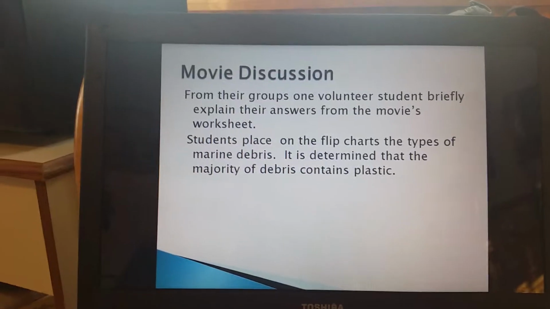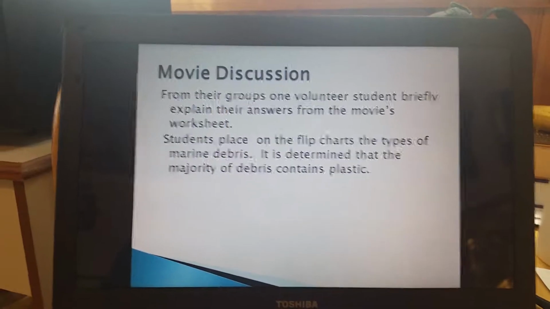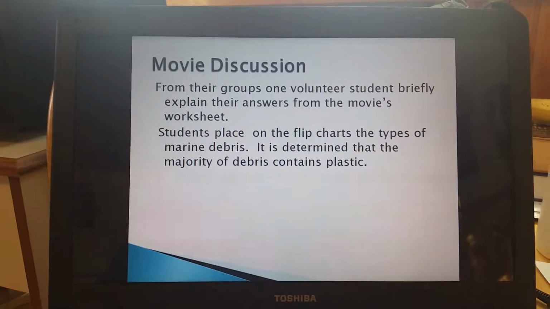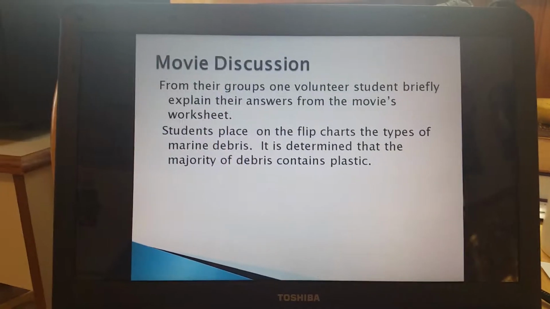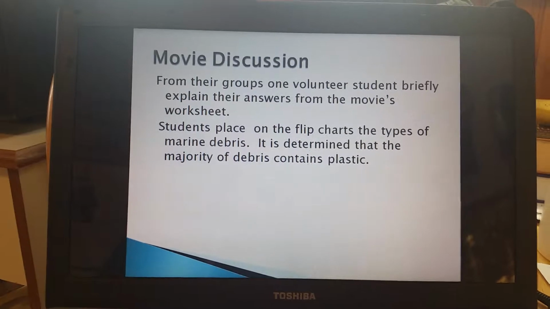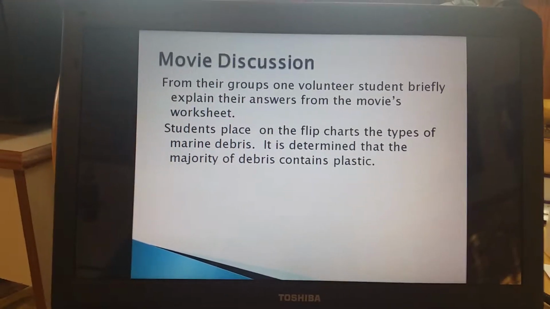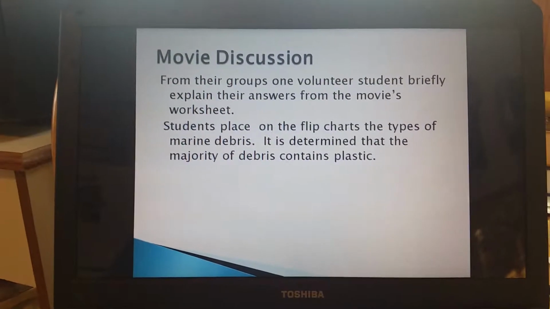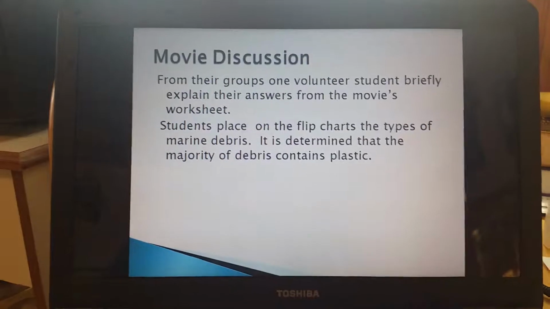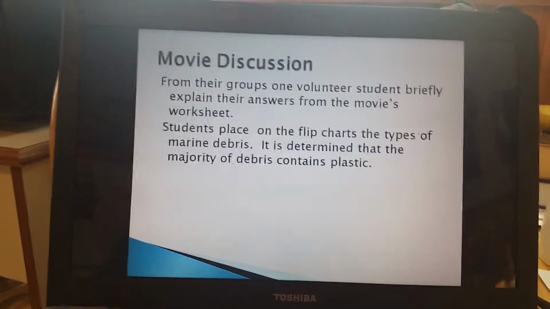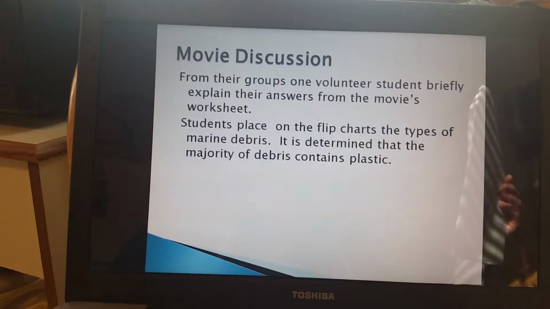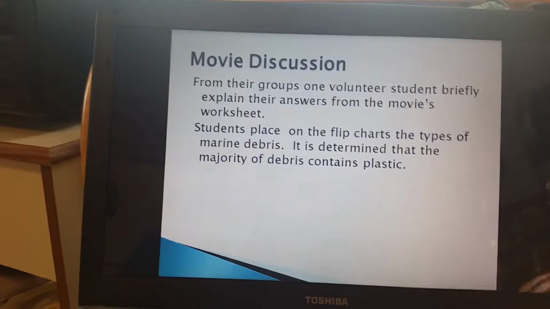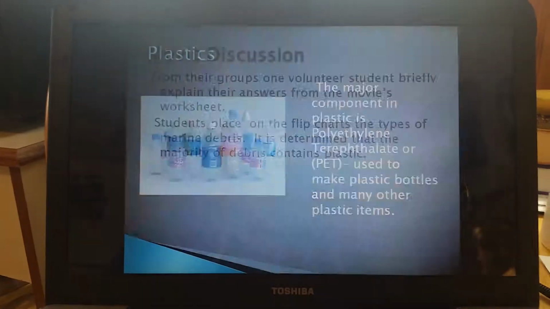It would begin with a very brief explanation of the movie that was seen the last time. And the worksheet that was provided from that, the students would place their answers of what they found as far as marine debris on flip charts in the corner of the rooms. One person from the group would do that, and we would determine that the majority of their answers would be something that contained plastic. So there would be some assessment there. I would be able to see further how students would be thinking and learning moving forward from that.